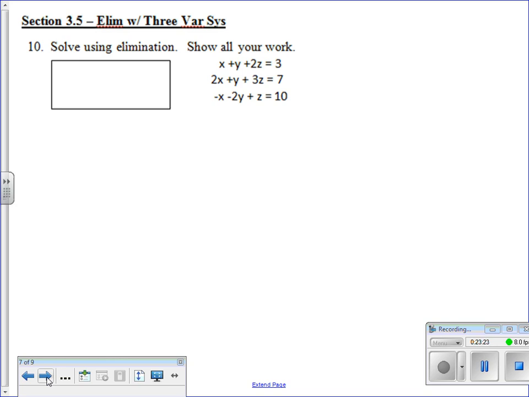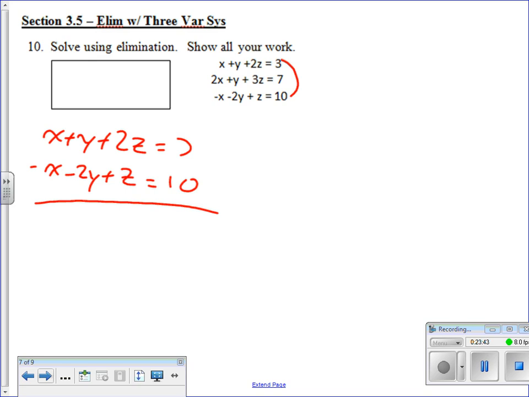So first thing I'm going to do is add these two equations together. So I get x plus y plus 2z equals 3, negative x minus 2y plus z equals 10, and I add them. x and negative x cancel. y plus negative 2y gives me negative 1y. 2z plus z gives me 3z. And 3 plus 10 is 13. There's one two-variable equation. Now I need to find another two-variable equation.